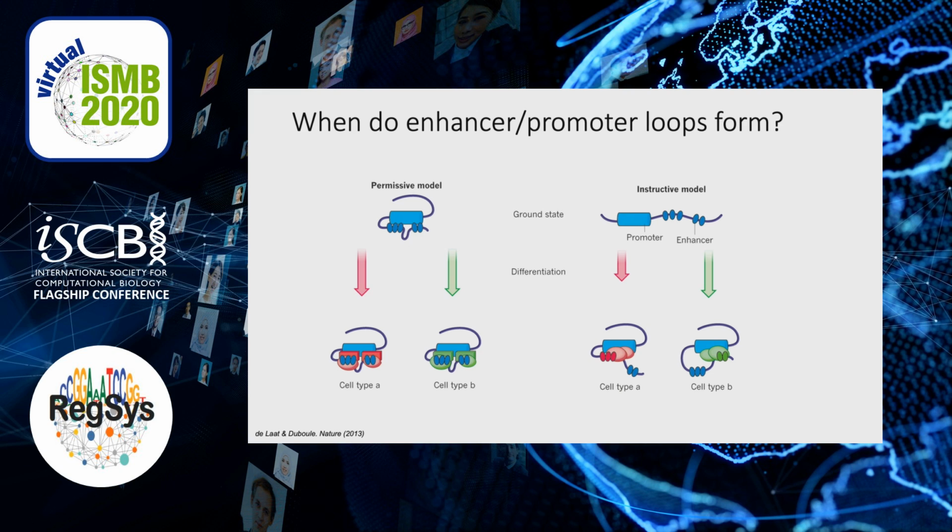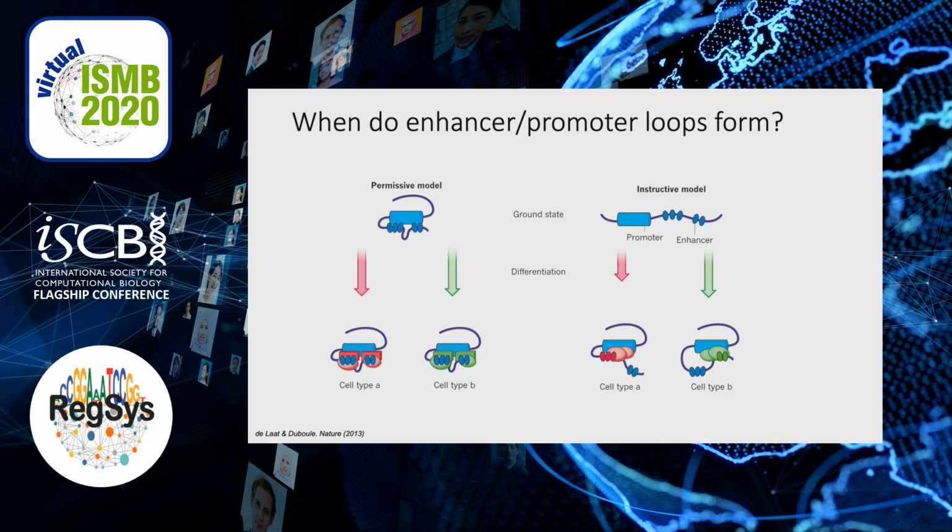And there are really two models. The first is the permissive model on the left, where the enhancer promoter loops are formed early in development before the gene is activated, and then as the cell differentiates, those enhancers recruit transcription factors or co-activators that then switch on the gene which they're already in contact with.